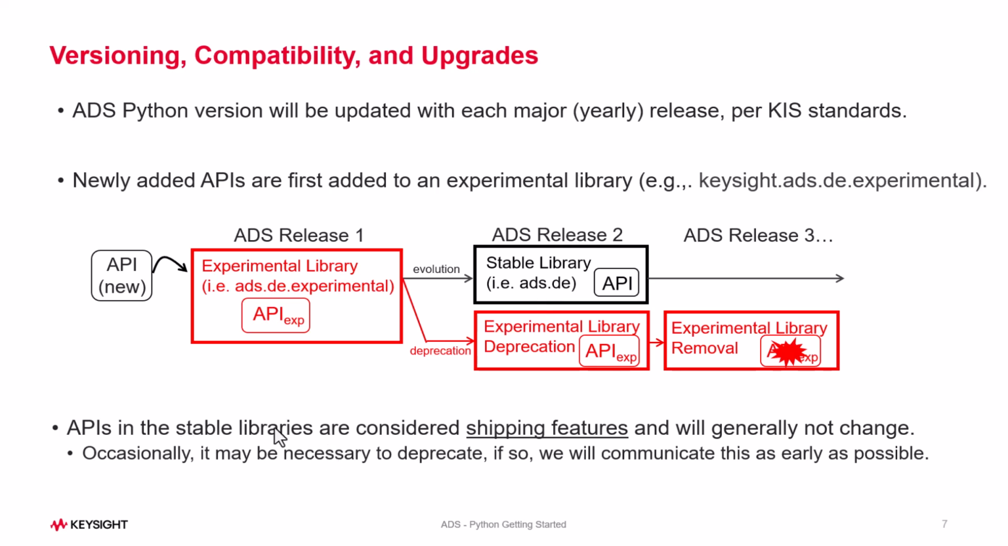Stable libraries are usually considered shipping features and generally will not change. However, sometimes it might be necessary to deprecate, either because a Python version change requires the APIs to be updated, or because we have a more powerful API which can do much more than the previously shipped API. We will have some of these cases from time to time, but whenever that happens, we will communicate it as early as possible so that users have a choice and time to change the code they have developed.